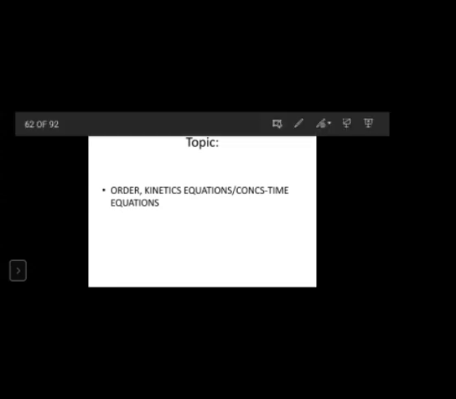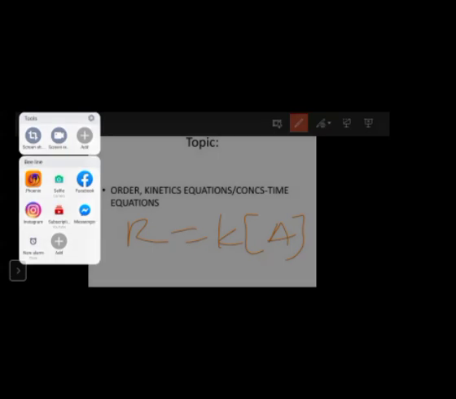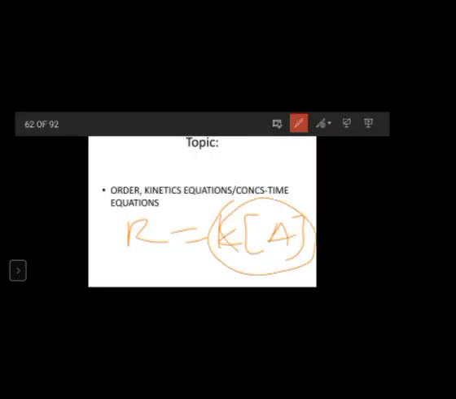You can call it kinetic equation, you can call it integrated equation. The rate law that we've already established is a differential rate law. It helps you to explain rate. Look at that, rate is equal to K into A. This is what we call a differential rate law. So what do we do with it? It's an experimental relationship between the rate of the reaction and the concentration of the reactant raised to the appropriate power, okay? It gives me an idea of how concentration affects the rate of a chemical reaction.